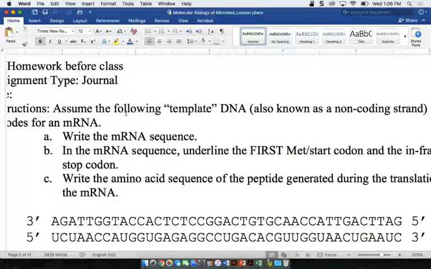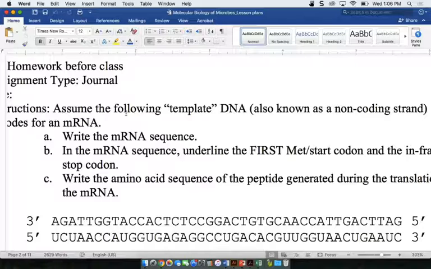So what we mean is 5 prime to 3 prime of one, 5 to 3 in the opposite direction of the other. And those 5 to 3 are referring specifically to carbon molecules. We're not going to focus on anything more than that. So these are anti-parallel. What's the last feature? They pair up. They're complementary. A to U, T to A, G to C, right?